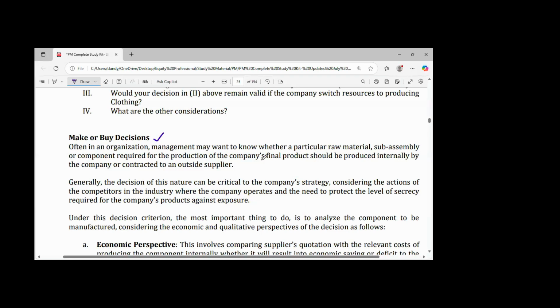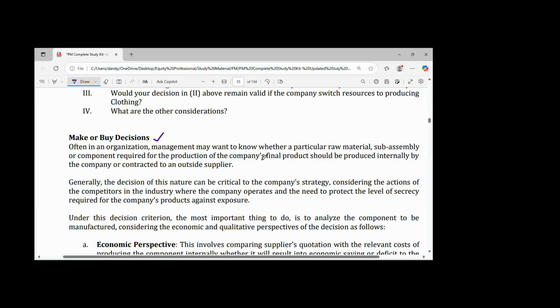So this kind of decision may be considered to be critical and at the same time strategic, especially where the operating environment, where competition is highly stiff in the business environment. So you need to be very careful as a business entity before you decide whether you should contract out a particular component or sub-assembly to an outside supplier.